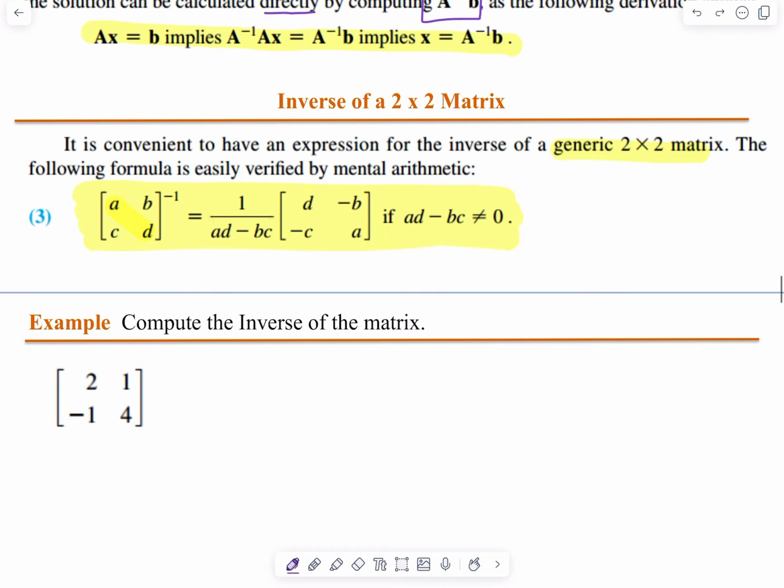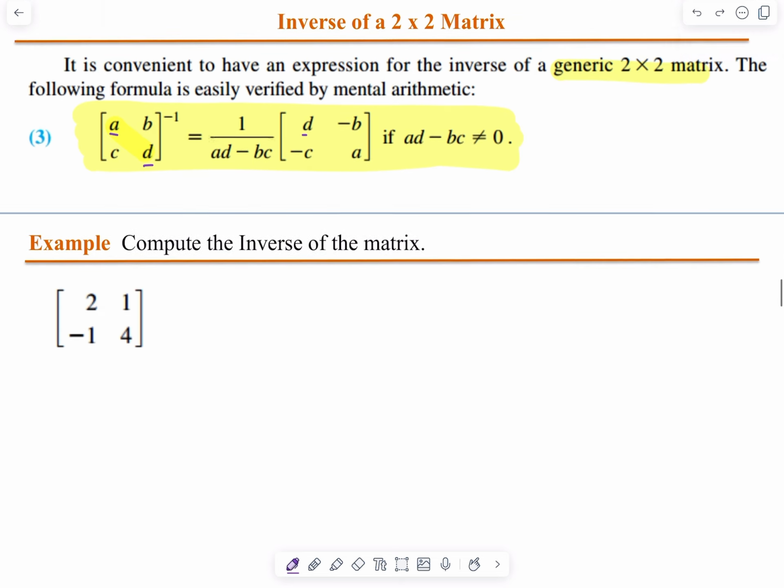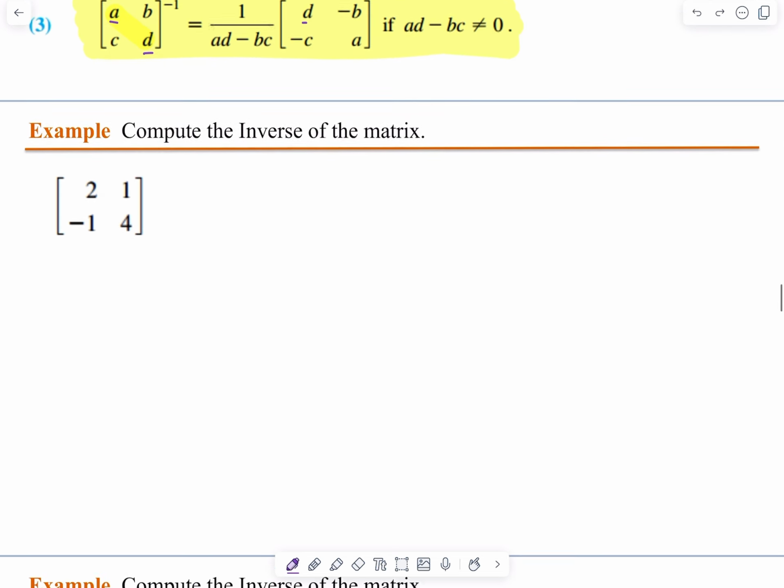So you can see D here, A, and then we have the opposite of B. So we do cross those diagonals, but we have the opposites in the other entries. Let's give a couple of these a try. We're going to compute the inverse of this matrix.